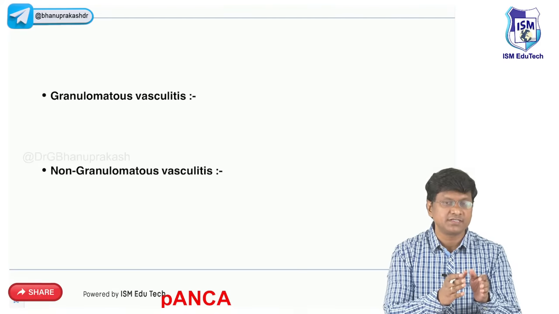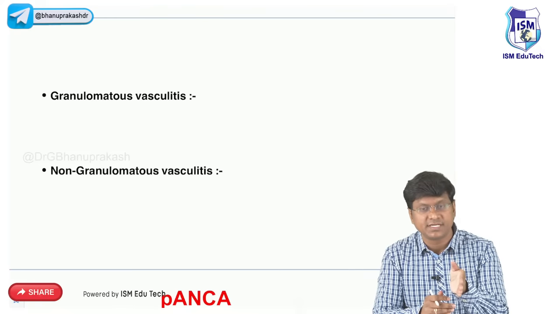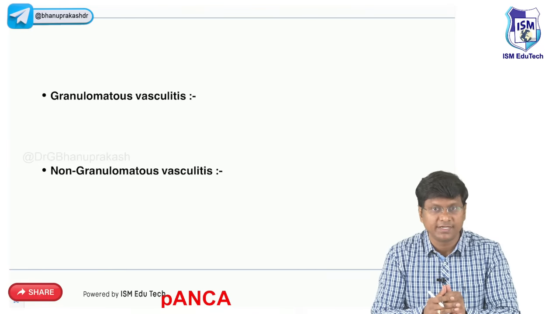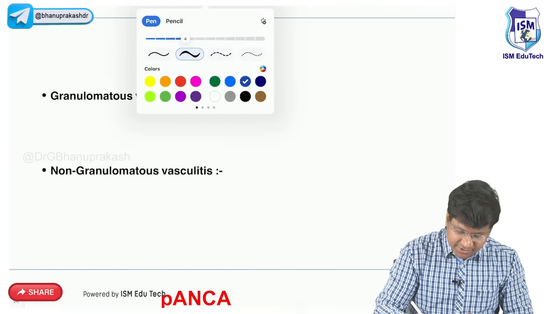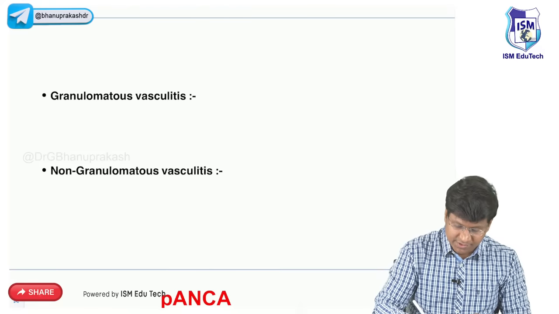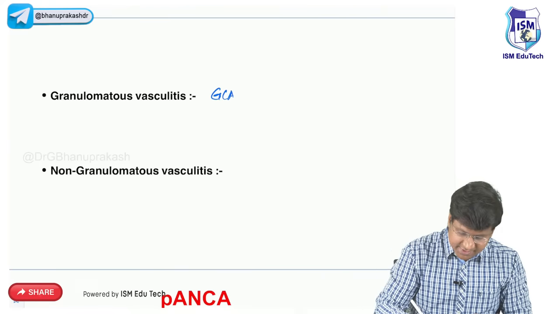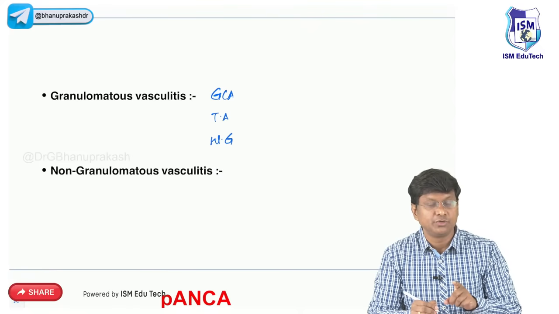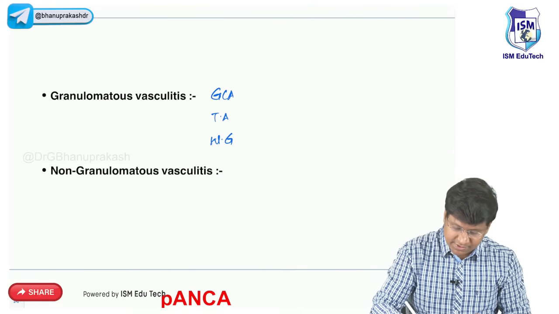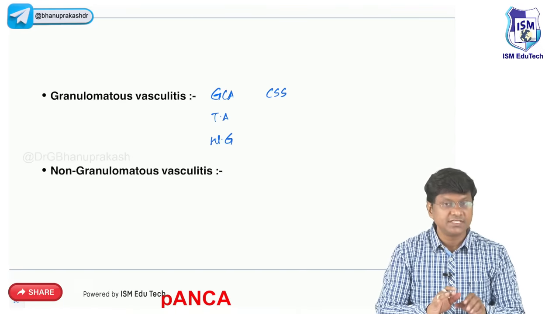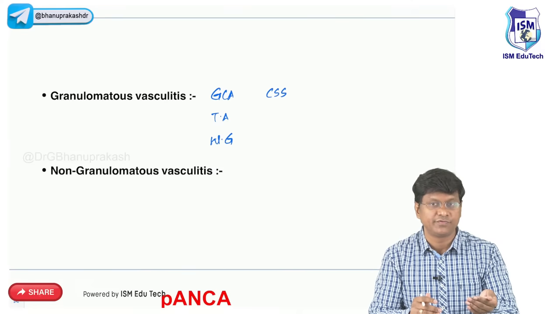So in certain vasculitis you have granulomatous inflammation, and in some you have non-granulomatous inflammation. The vasculitis where you have granulomatous inflammation are giant cell arteritis, Takayasu arteritis, then Wegener's granulomatosis, which is a small vessel vasculitis, then Churg-Strauss syndrome. These are all the vasculitis where you have granuloma formation.